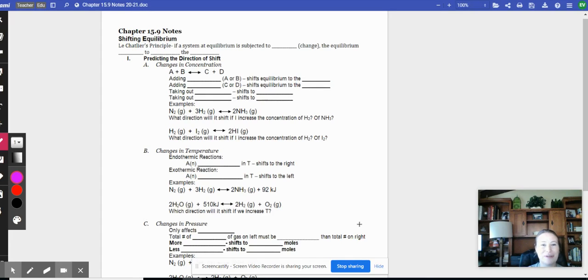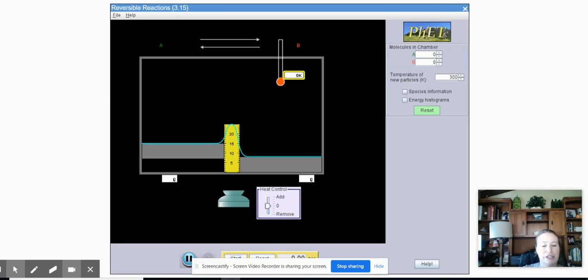Hi guys, today we're going to go over chapter 15.9 AP Chemistry. It is about equilibrium, and we're going to learn Le Chatelier's principle. But before we do, I want to come over here to our simulation and show you guys a reversible reaction with equilibrium.